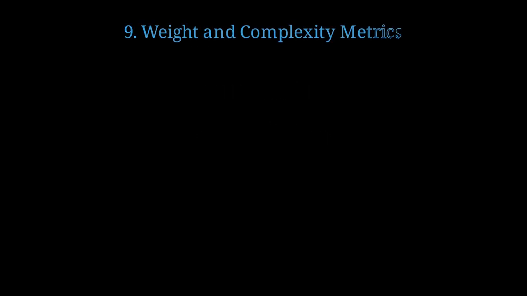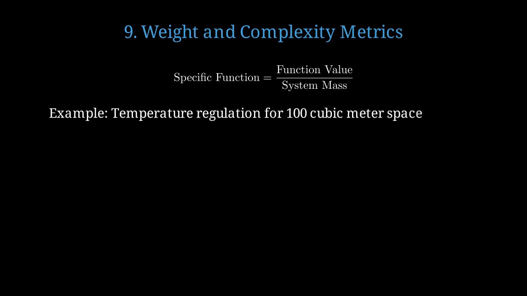Now let us analyze weight and complexity as quantitative metrics of ideality. Specific function equals function value divided by system mass, similar to specific impulse in rocketry. Example, temperature regulation for a 100 cubic meter space.